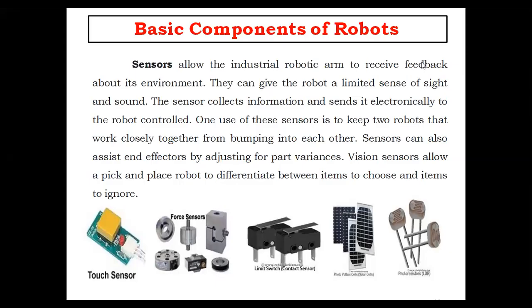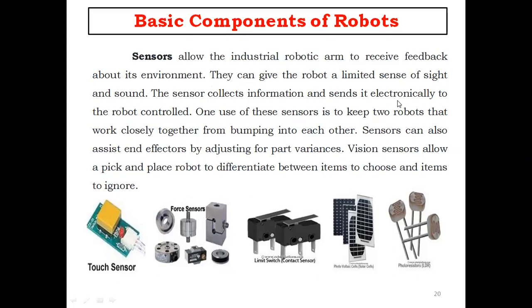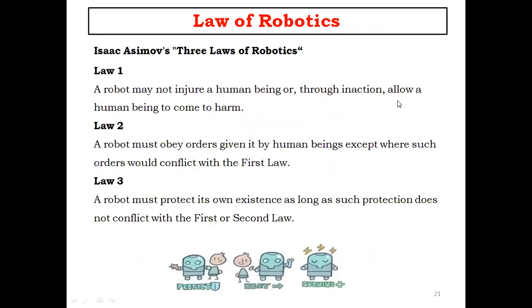Good afternoon. Last class, we saw the components of robots: the controller, variation, size and shape, sensors, and end effectors and tools. Today we are going to see the laws of robotics.